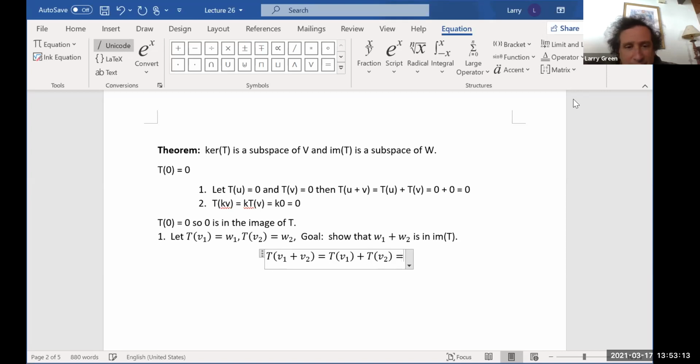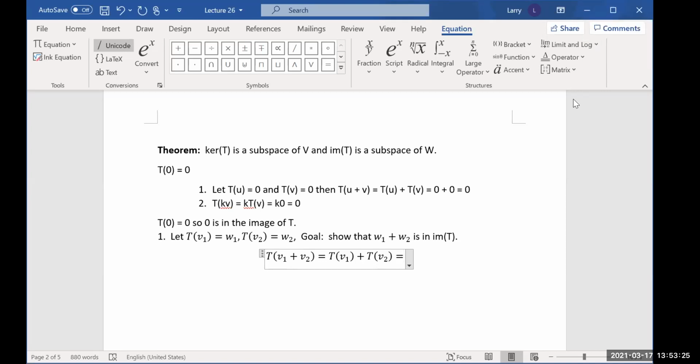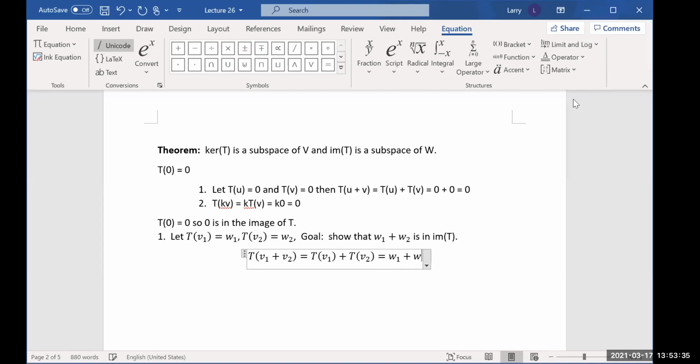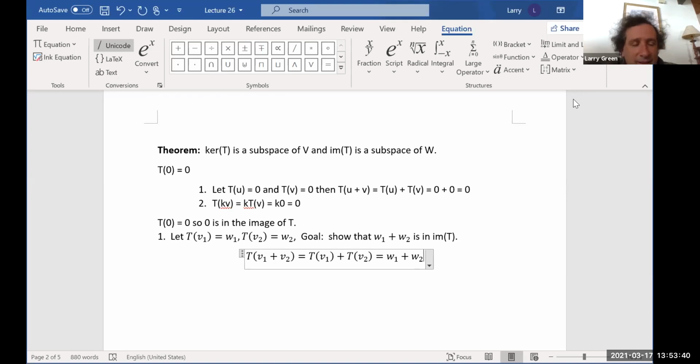And T of V1 is, what's T of V1? W1. Yeah, W1, because it says so above it. Plus, and what's T of V2? W2. So guess what? I just found a vector such that if I apply T to it, I get W1 plus W2. So that means that it worked.